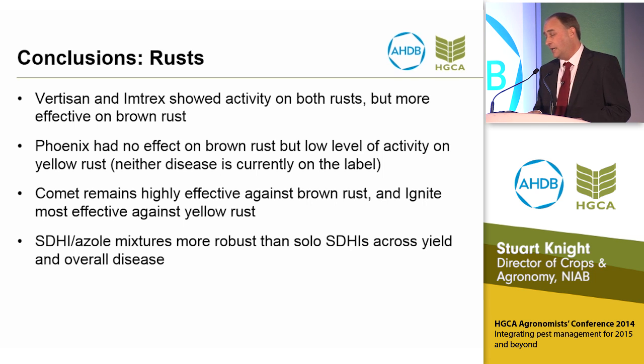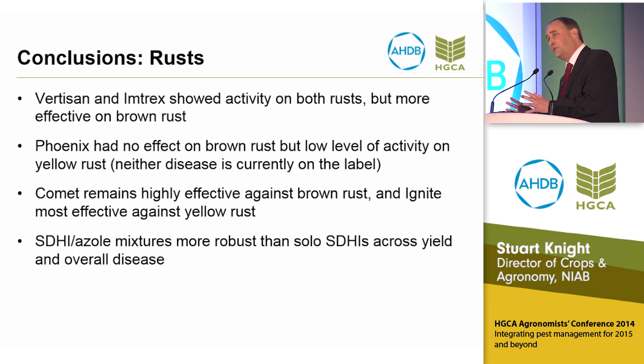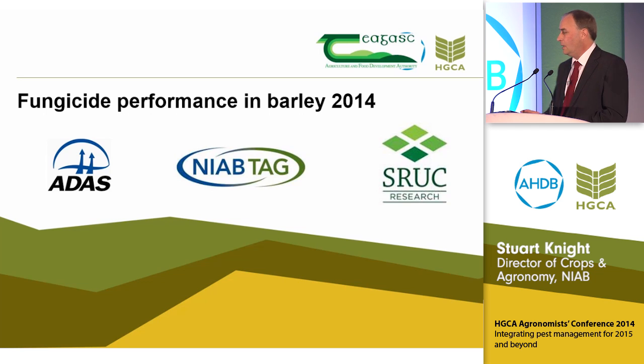Conclusions on rusts. Really, Vertizan Imtrex showing activity on both rust species, but really more effective on brown rust than on yellow rust, clearly. Phoenix, no effect on brown rust in 2014, but did show some activity on yellow rust, but just a reminder, it's not approved on the label for those diseases. Comet, remaining very, very effective on brown rust, and also pretty good on yellow rust as well, but really Ignite is the star in terms of yellow rust control. And just a final observation, if you look across all the data, the yields, the different diseases, it's clear that overall those SDHI mixtures are much more robust than the straight SDHIs, and that's another reason why we need to use them always in mixture.